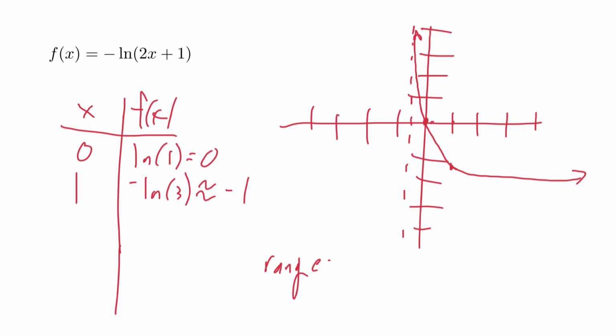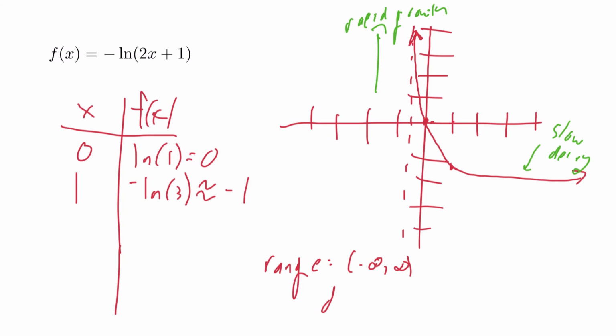So the range will still be everything. From this, it's clear I'm going to get all positive numbers because I'm having rapid growth this way. Now here I have slow decay, but I will get everything. So I do have the full range, and then for the domain, clearly I have an issue at minus 1/2 and anything less than that, but otherwise I'm good.